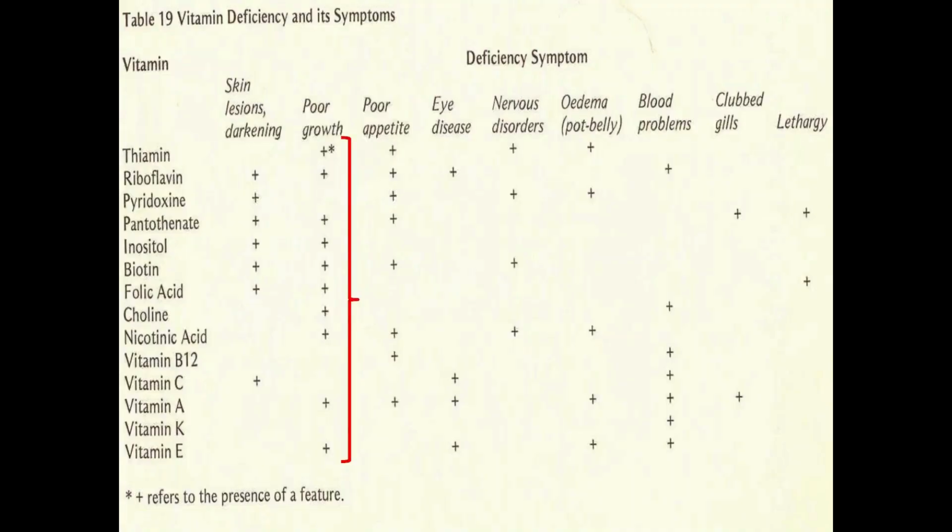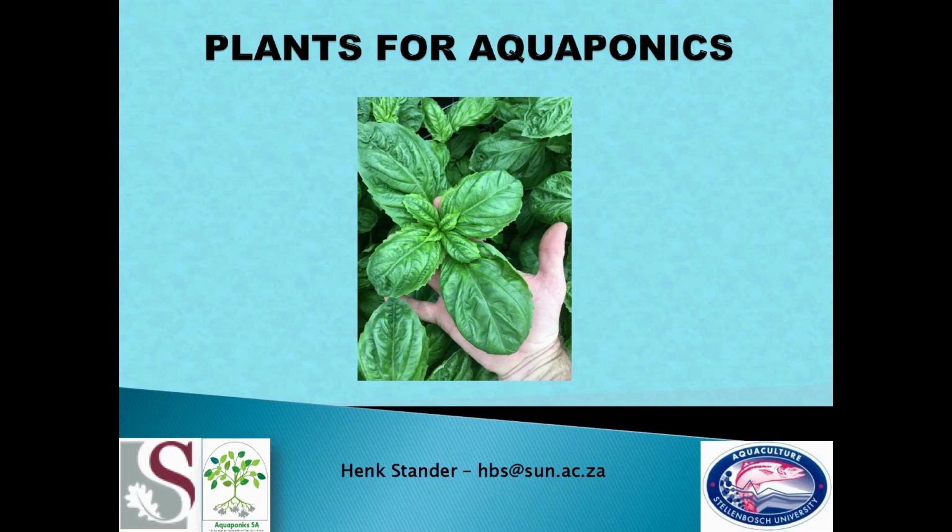That wraps up our discussion on which fish to choose for your system, what the fish need for the system that you're putting them in, and what kind of factors you need to look at, such as pH, temperature, and stock size. Next up, we have choosing the right plants for your aquaponics system.